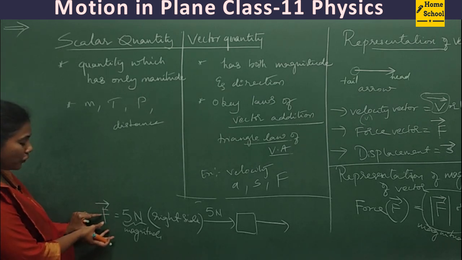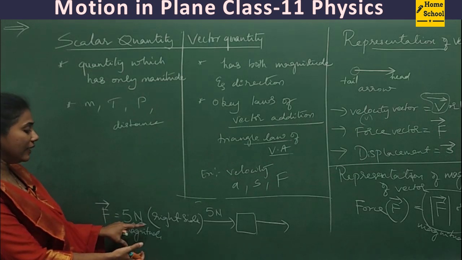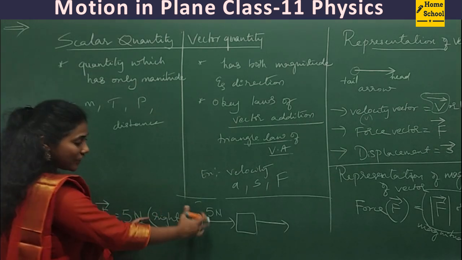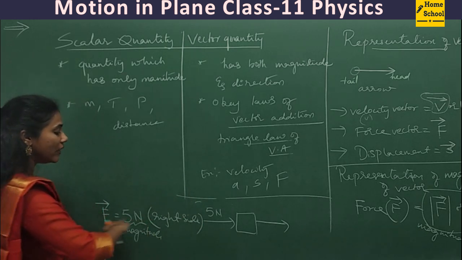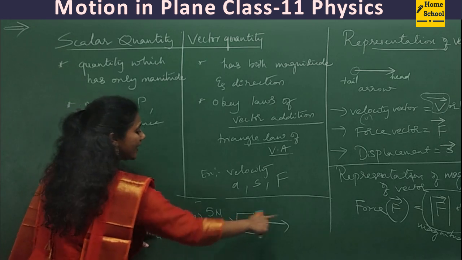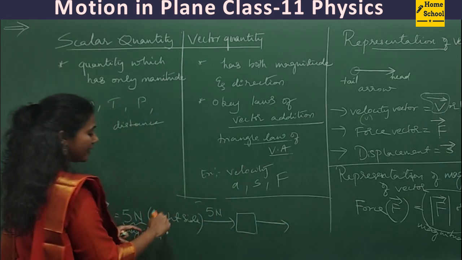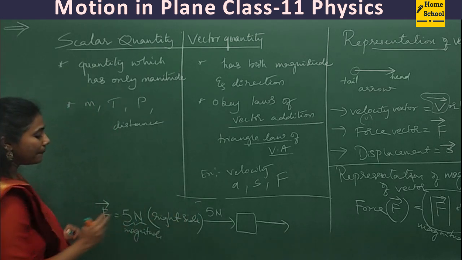So force is a vector. Force vector is equal to, how much is the magnitude? 5 Newton. And direction also definitely you have to mention, then only it becomes a vector. Okay, so what is the direction? Direction is right side. Okay, I applied force something like this and the object moved right side. So this is the complete information.